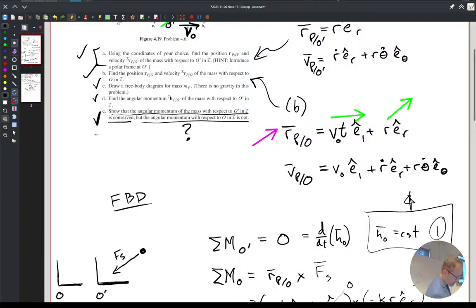That one, so part E, if it's just asking is angular momentum conserved around O, you can say no, it's not, because the moment is not zero around O.